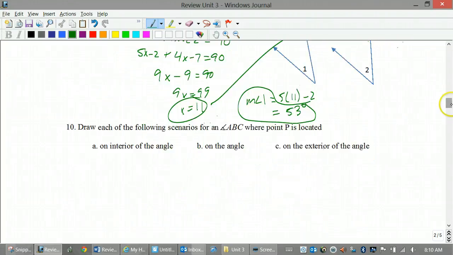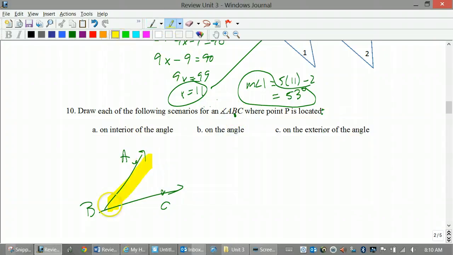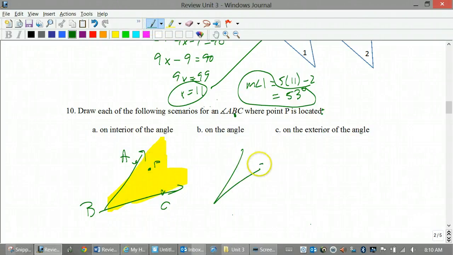Let's crank it out. Anyways, draw each of the following scenarios for angle ABC where point P is located. First, on the interior of the angle. So I'm going to draw A, B, C. By the way, B has to be the vertex because it's written in the middle. Where it's located on the interior of the angle, anywhere up in here is okay to put P. So I'm just going to put it right there.